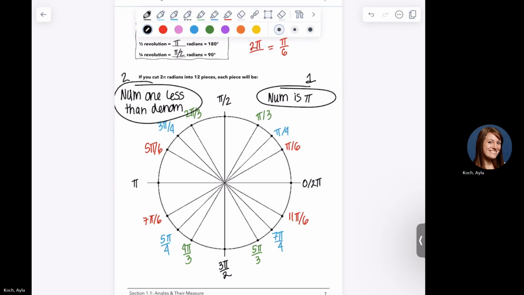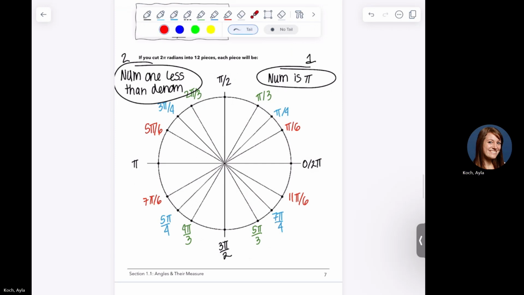For quadrant 3, notice that all of them are 1 more than the denominator. 6 add 1 is 7. 4 add 1 is 5. 3 add 1 is 4. So in quadrant 3, the numerator is 1 more than the denominator.